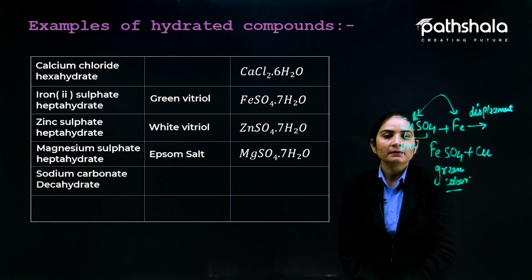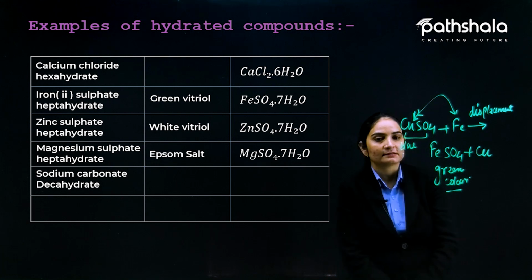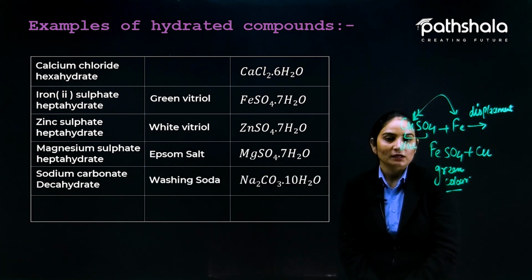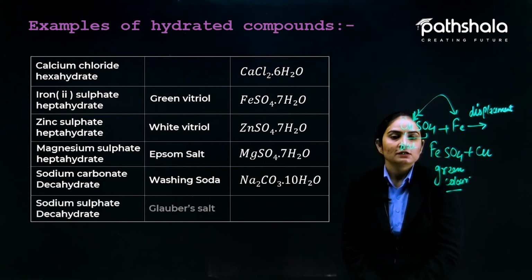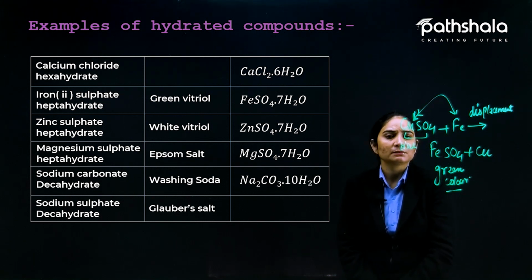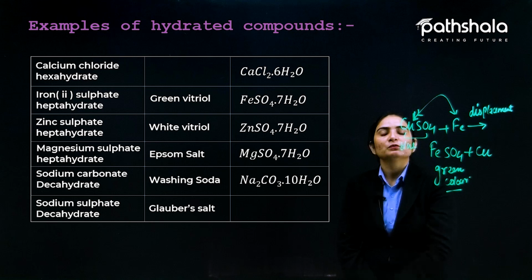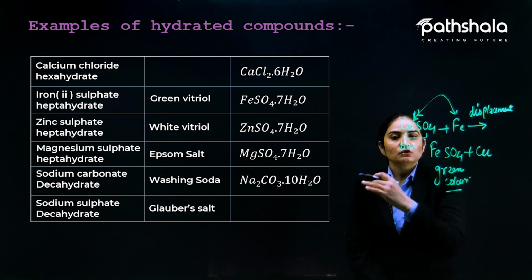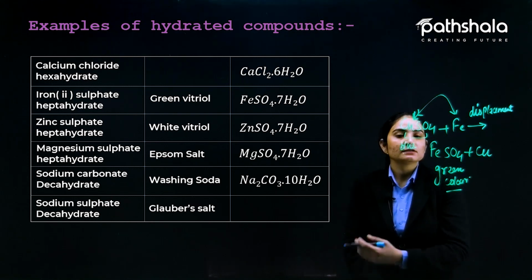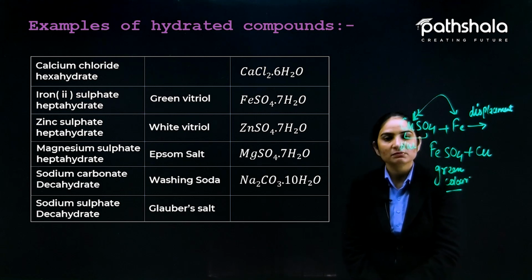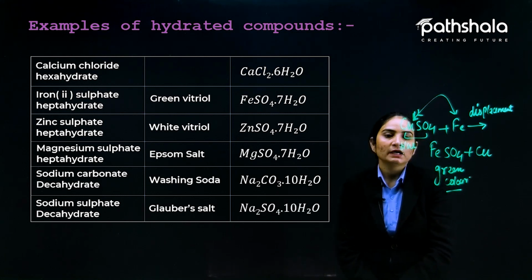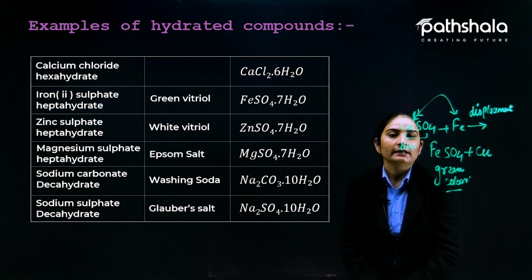Next is sodium carbonate decahydrate. Which one is this? It is our washing soda, Na2CO3·10H2O. Another one is sodium sulfate decahydrate, the common name of which is Glauber's salt. Sometimes it can be asked to give the chemical formula of Glauber's salt, or given sodium sulfate decahydrate, what is the common name of this salt? The question will be asked both ways, and the formula is Na2SO4·10H2O.